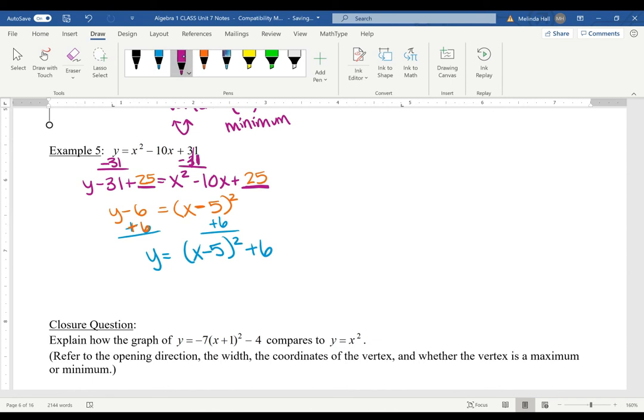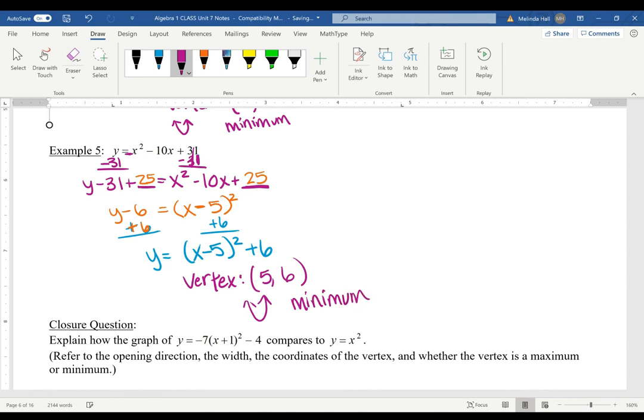So then your vertex would be the x value with the x but opposite. So negative 5 would be positive 5, and then the y value as you see it. So it'd be at positive 5, 6. And then this would also open up because the a value is positive. That's a positive x squared. And so this would be a minimum again.